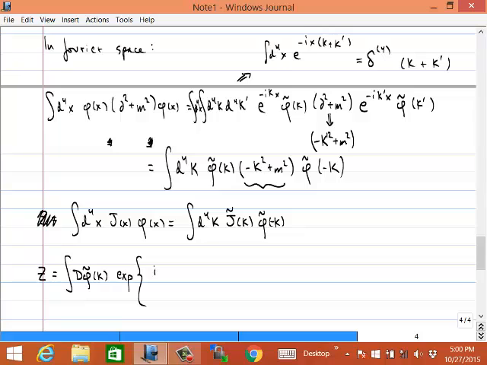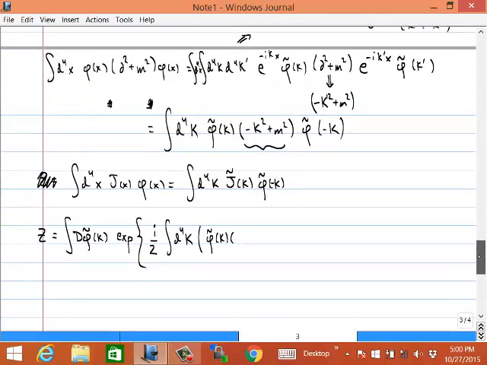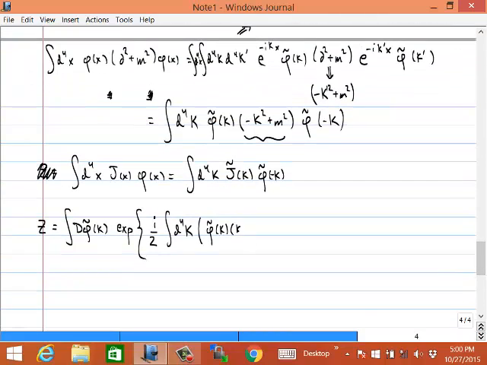well, we had an i over 2 times that kinetic term, which was a d4k of phi tilde of k. So there was actually a minus sign, hopefully. Let's take a look here. Yes, so there was a minus i here. So that minus sign gives you a k squared minus m squared times phi tilde of minus k. And then you get the source term. So that source term was i integral d4x, j of x, phi of x.